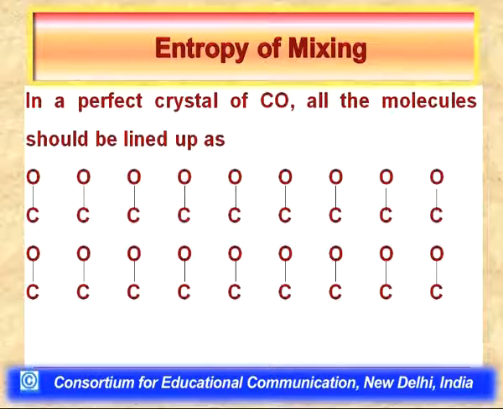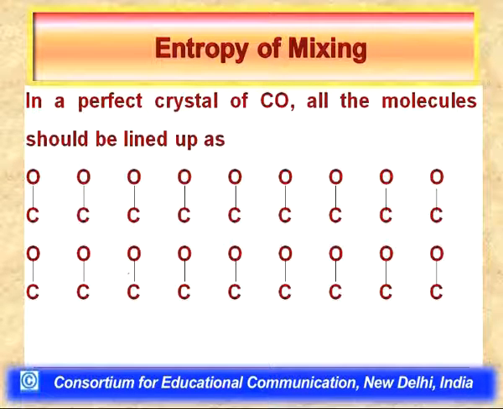Let us consider a situation where a crystal of carbon monoxide is chemically pure and perfectly crystalline, perfectly ordered. In such a crystal, all the oxygen atoms should point towards the north direction and all the carbon atoms should point towards the south direction. So there should be an order of molecules, CO, CO, CO, CO, like that, with all oxygen atoms inclined towards north and carbon atoms towards south.